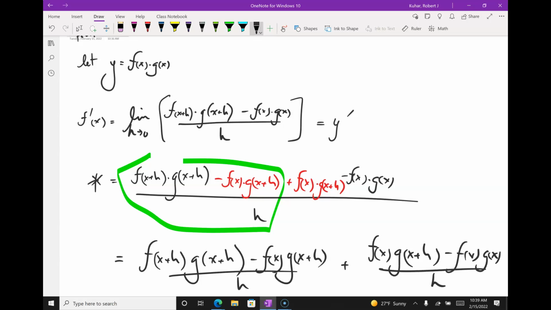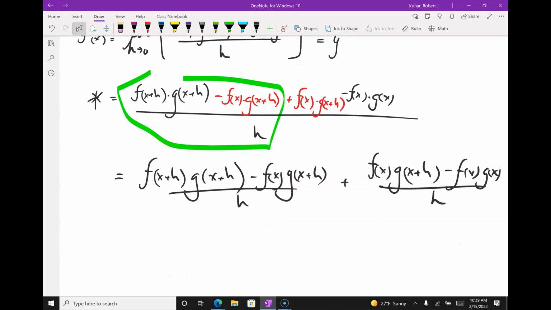Right? Common denominators. I'm just undoing, and we do a lot of this in this class. All of the things we used to do to put things together, we take them apart now. I like to call this one divide and conquer. I'm splitting a fraction into 2 fractions. Well, it looks like I can factor, right? What can I factor out of the first one? I can factor out g of x plus h, right? So I'm going to do that.